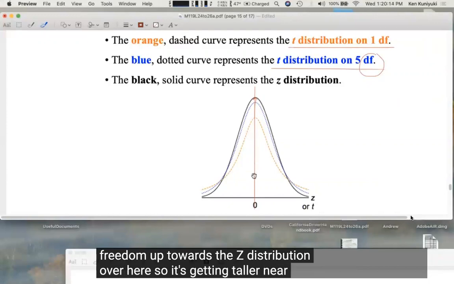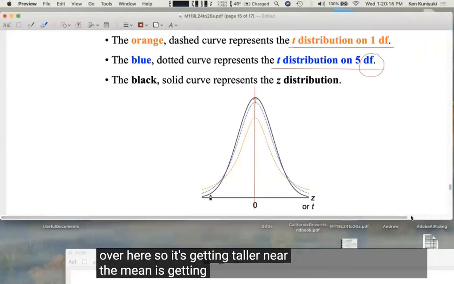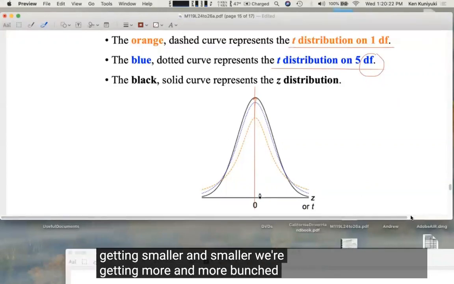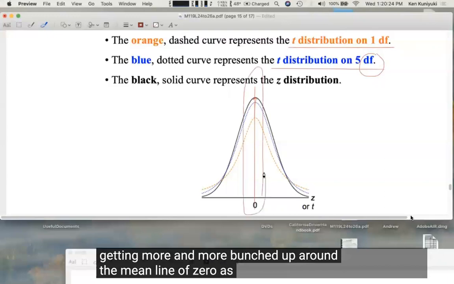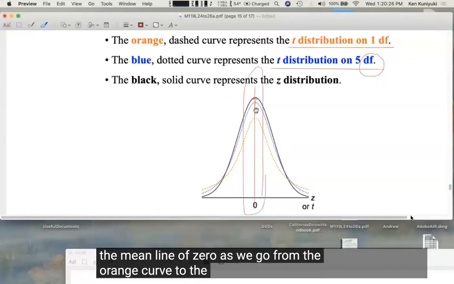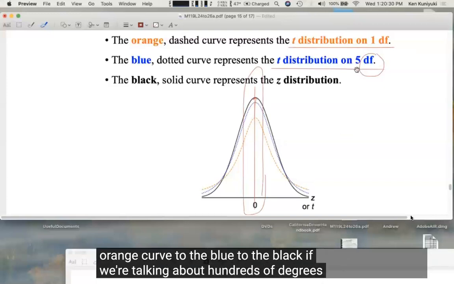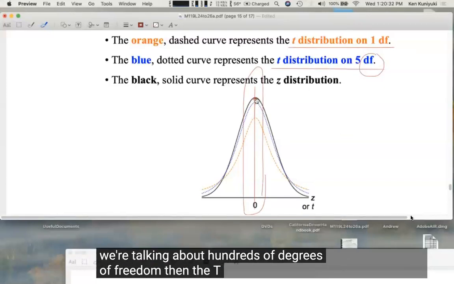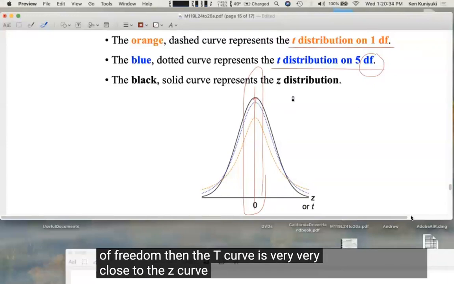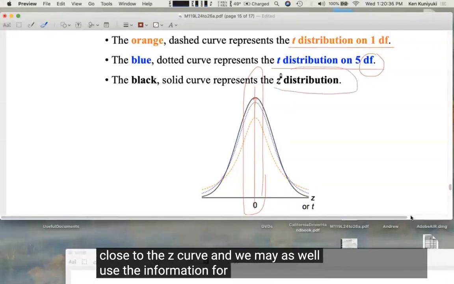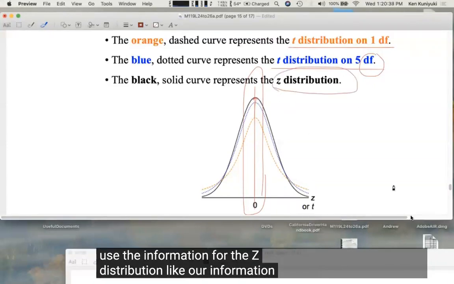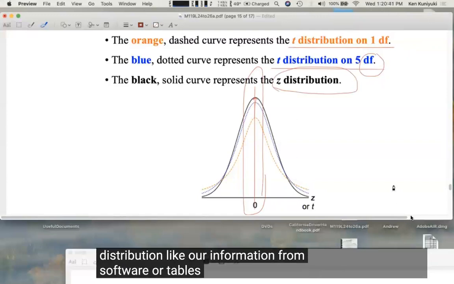So it's getting taller near the mean, and it's getting thinner near the tails. And the standard deviation is getting smaller and smaller. We're getting more and more bunched up around the mean line of 0 as we go from the orange curve to the blue to the black. If we're talking about hundreds of degrees of freedom, then the t curve is very, very close to the z curve, and we may as well use the information for the z distribution. Like our information from software or tables, we may as well use z information.